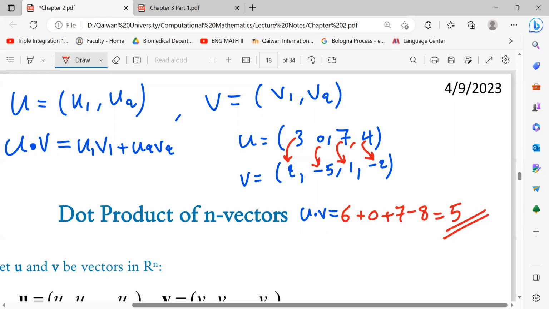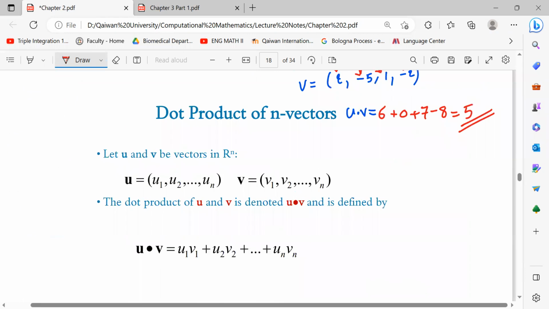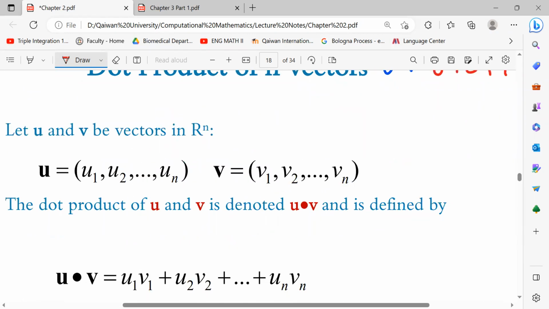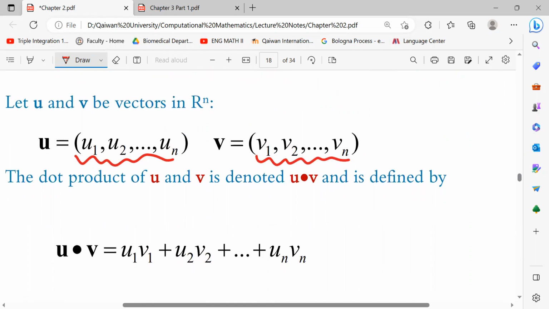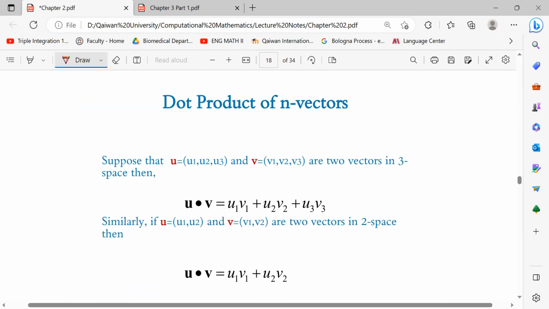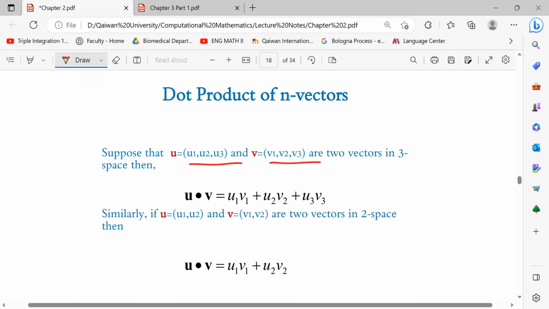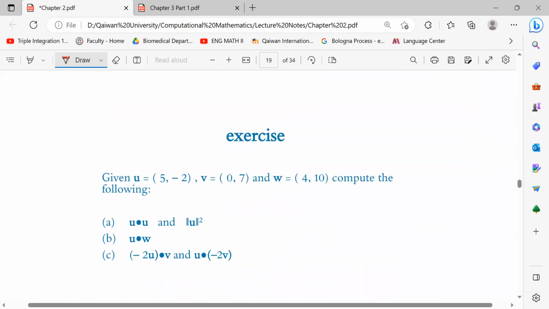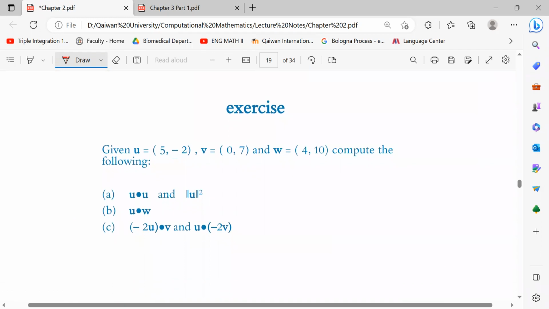Is it clear? Okay. So if we have n components in the vectors, u1 up to un and v1 up to vn, the dot product of them is u1 times v1 plus u2 times v2, up to un times vn. That's all. It's easy. Here we have vectors with 3 components, and here vectors with 2 components. We took an example for 4 components.